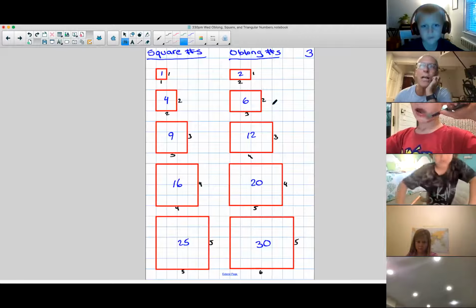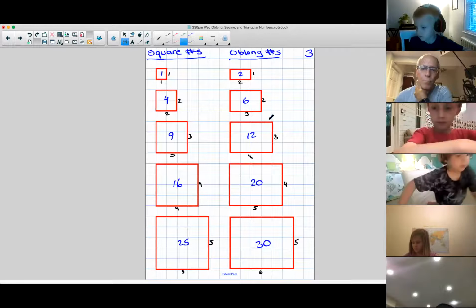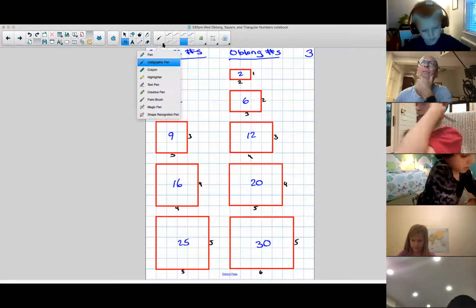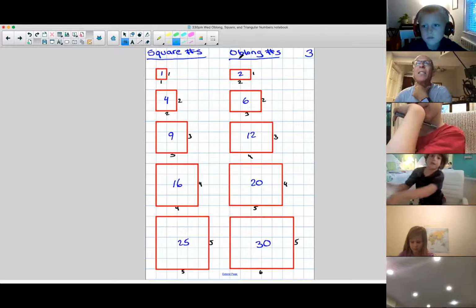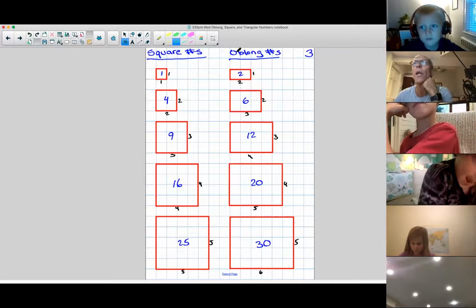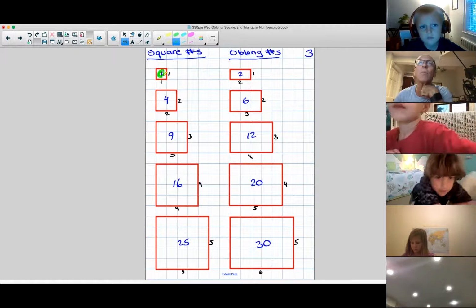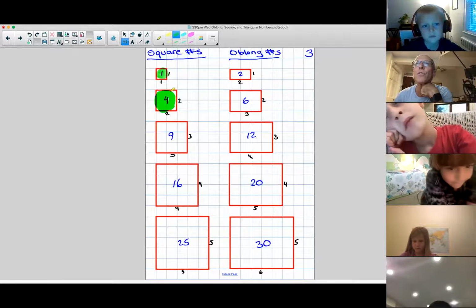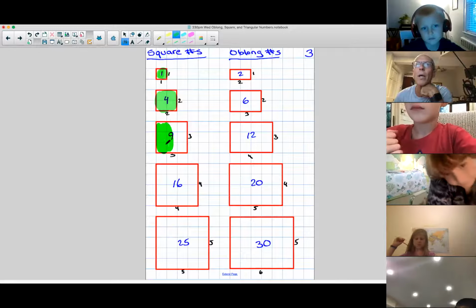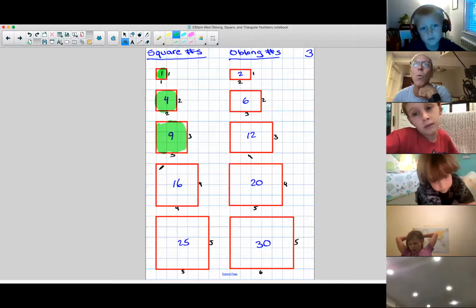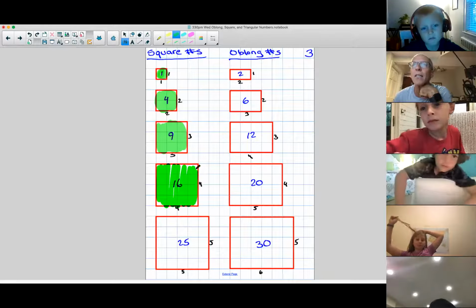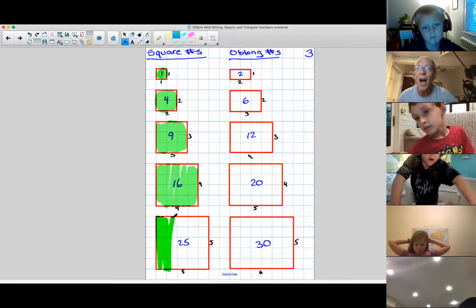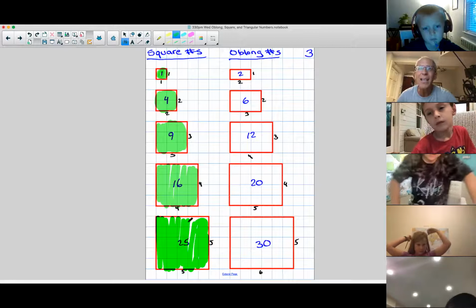Now, I want you guys to go to page 3. Page 3 is one of my favorites because on page 3, we get to actually build oblong numbers. We know that 1 times 1 is a square number. 2 times 2 is 4, that's a square number. 3 times 3 is 9, that's a square. 4 times 4 is 16, that's another square. 5 times 5 is 25.